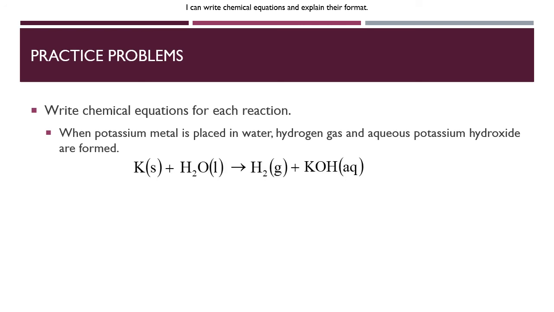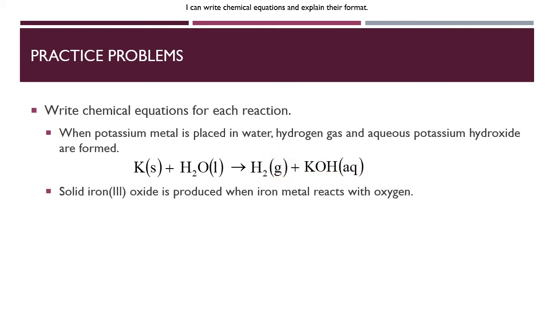Just clicking through here. Notice potassium metal is placed in water. The fact that it's a metal makes it a solid. Placed in water, so it's a liquid. We get hydrogen gas and aqueous potassium hydroxide formed. So that's the H2 gas and the KOH aqueous, AQ.